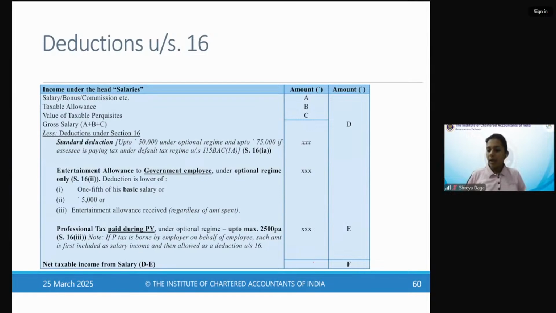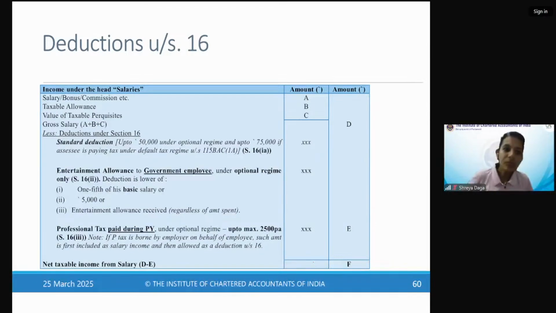All right. Let's do deductions under section 16. We had started in the last class. There are 3 types of deductions under section 16. It's a comprehensive list of 3 deductions. There is no deduction beyond this. One is standard deduction. One is entertainment allowance to government employees. And one is professional tax.